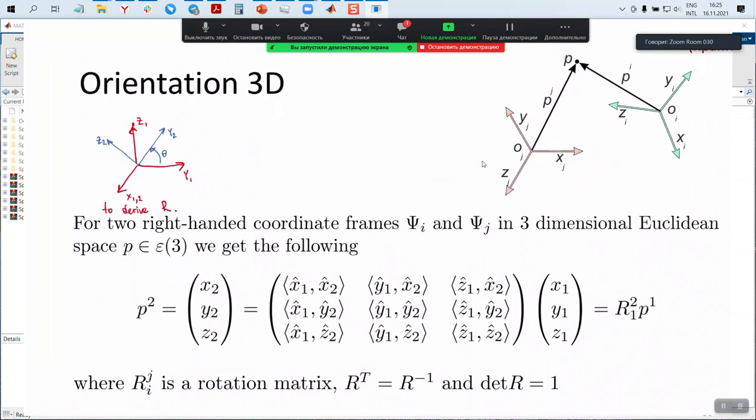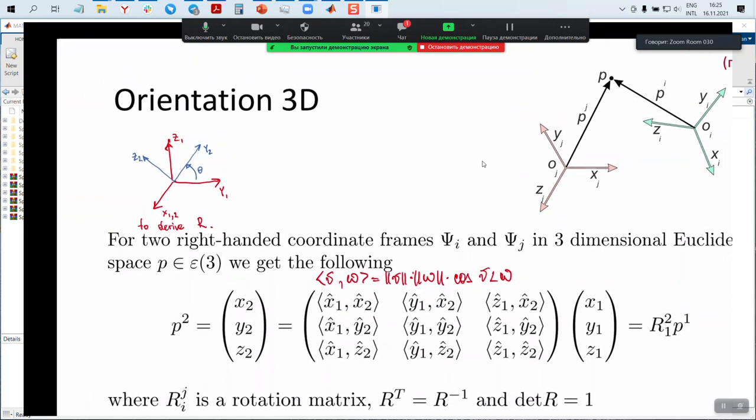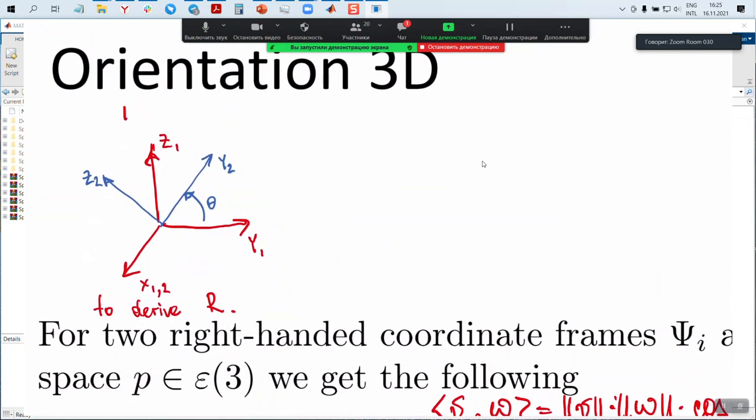So here you can see the inner product, and let me give you a hint: the inner product between vector v and vector omega will equal the norm of v times the norm of omega times cosinus of the angle between them, like this. So basically what you need to do is just calculate 9 inner products to derive R. It will be a task for the first room.